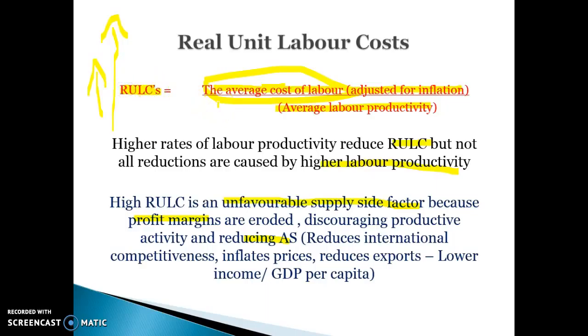reduce our international competitiveness. It's one of the reasons why during the mining boom, manufacturing was less competitive because they had to pay higher wages, and therefore their real unit labour costs rose. And that's going to lead to reduced international competitiveness, higher prices, reduced exports, and lower income. So again, like with productivity, you want to make those links to aggregate demand. Even though it's a supply side factor, higher real unit labour costs will hurt our international competitiveness, lead to lower employment, lead to lower incomes, and lower real GDP per capita.